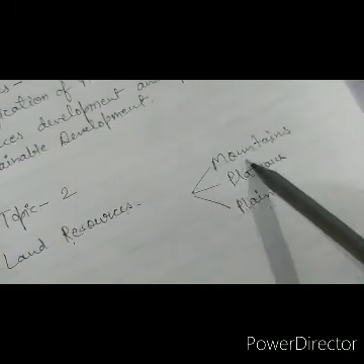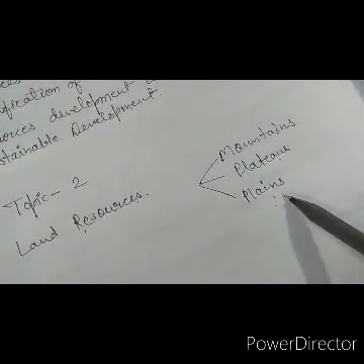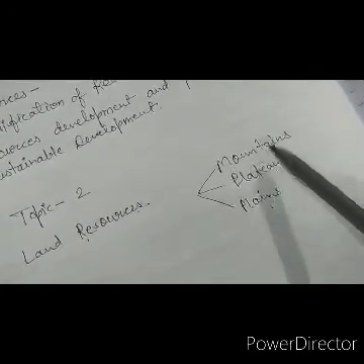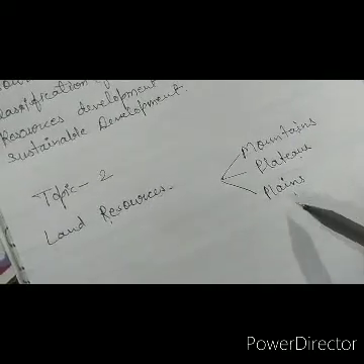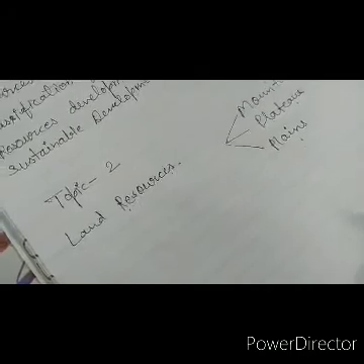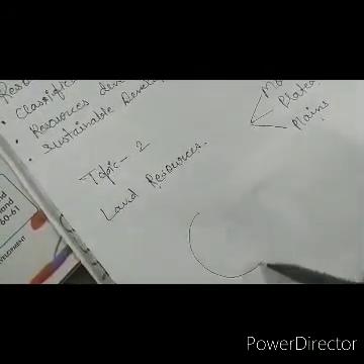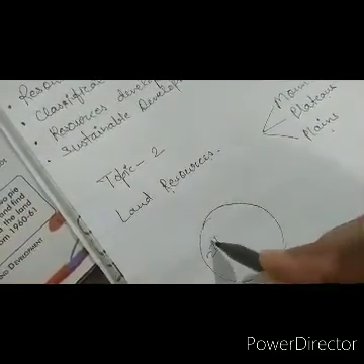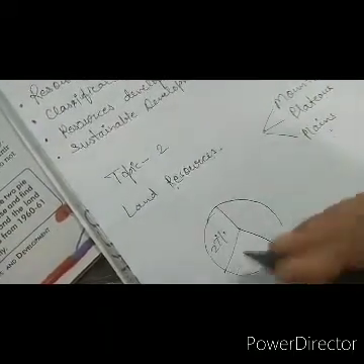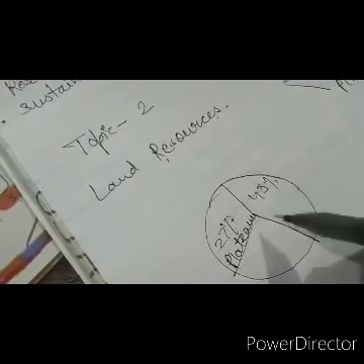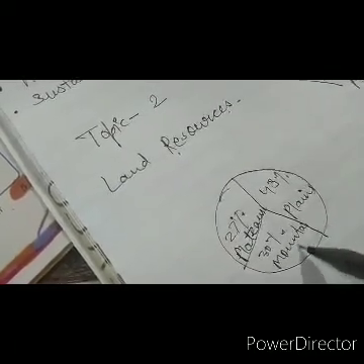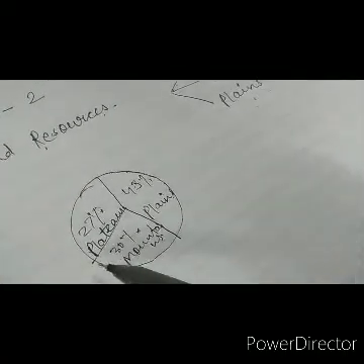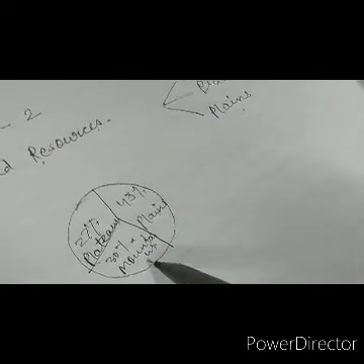How much part of land is covered by mountains, by plateaus, or by plains? And what is the importance of all these three for various purposes? Also, we will see how much part is covered by these three. 27% of the earth is covered with plateaus, 43% with plains and 30% with mountains. I think you understood: 27% plateaus, 43% plains and 30% mountains.